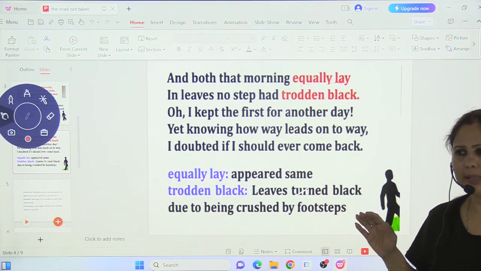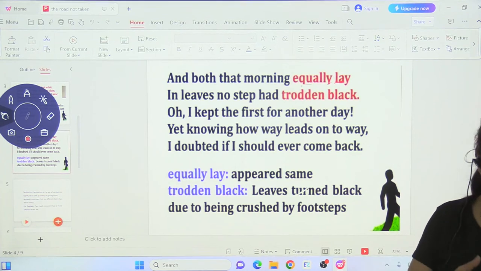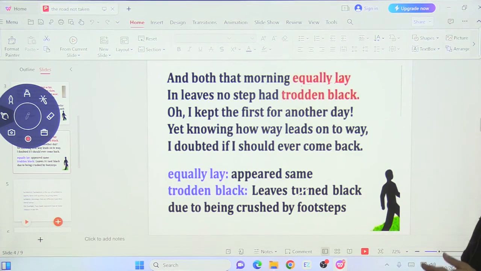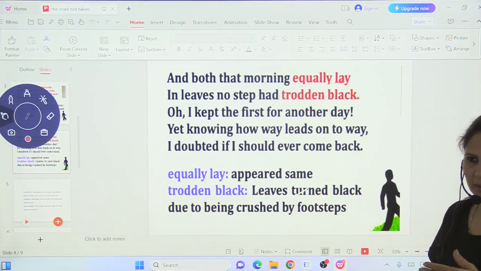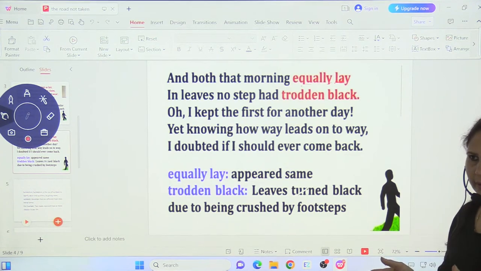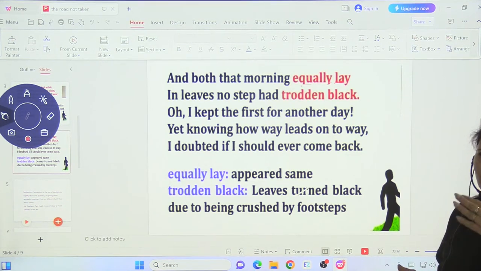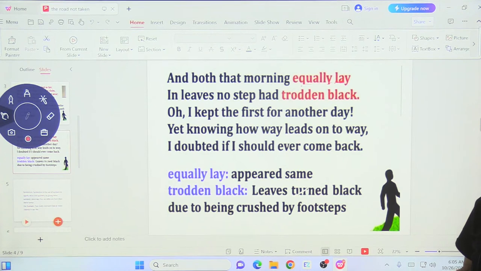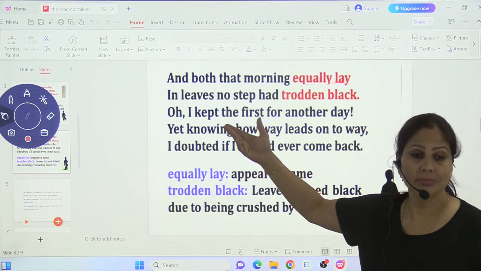But you tell me, is it possible? There are various stages in life. Once you have crossed a stage, can you come back to the other one? Never. Once you have crossed your childhood, you are now a teenager. Can you go back to your childhood again? No. If you cross teenage, you become an adult. Can you come back to your teenage? No. So that is not possible. If you are thinking that you will come again to the same road, it's actually practically not possible. So he is just trying to console himself.